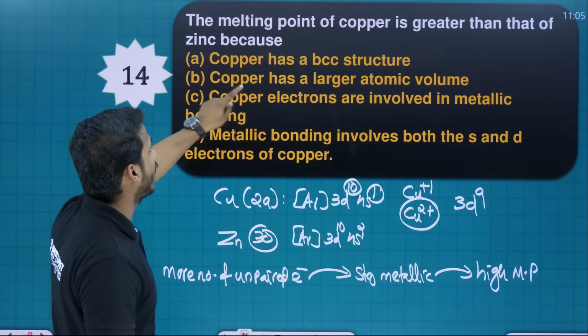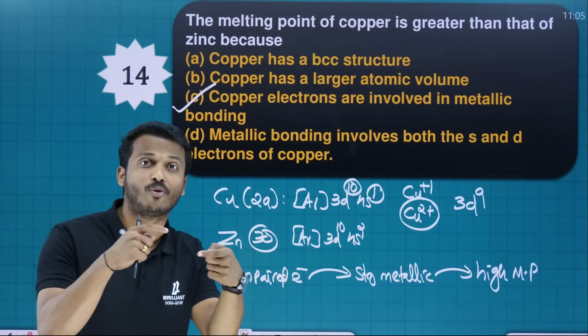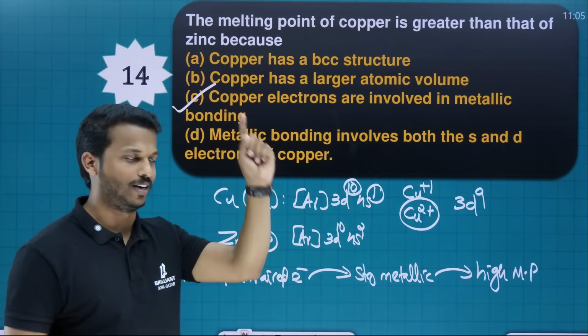Copper electrons are involved in metallic bonding. Stronger the metallic bond, higher the melting point.